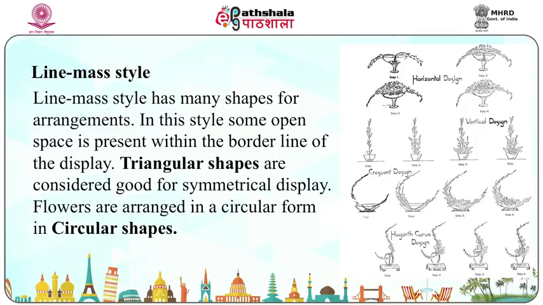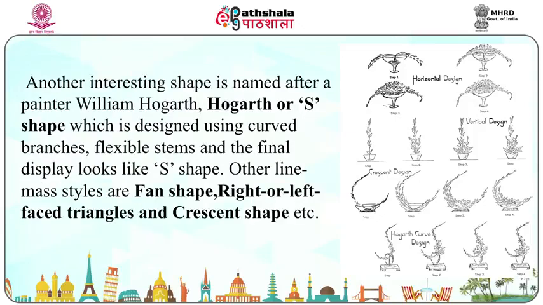Line mass style. Line mass style has many shapes for arrangements. In this style, some open space is present within the border line of the display. Triangular shapes are considered good for symmetrical display. Flowers are arranged in a circular form in circular shapes. Another interesting shape is named after a painter, William Hogarth. Hogarth, or S shape, is designed using curved branches and flexible stems, and the final display looks like an S shape. Other line mass styles are fan shape, right or left faced triangles, crescent shape, etc.